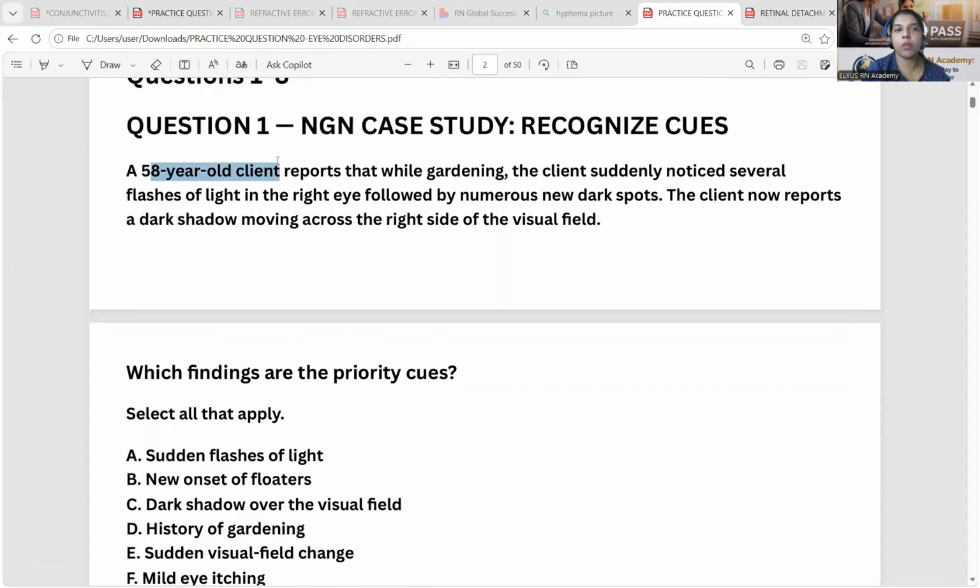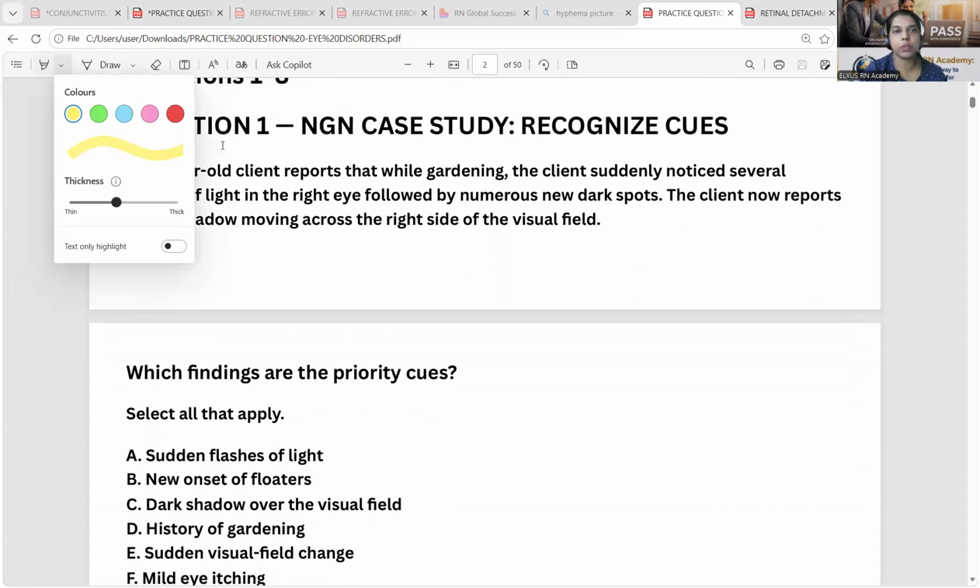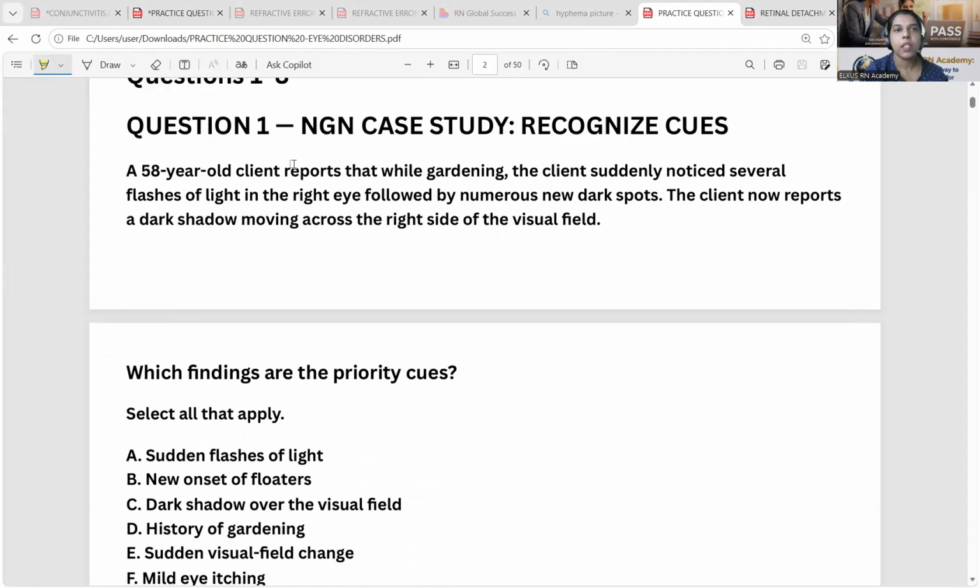Okay, so the first question we can see. A 58-year-old client reports that while gardening, the client suddenly noticed several flashes of light in the right eye, followed by numerous new dark spots. Okay, so we can mark the highlighted points. The client reports while gardening, what is he noticing? Suddenly he noticed several flashes of light in the right eye, followed by numerous new dark spots. The client now reports a dark shadow moving across the right side of the visual field.